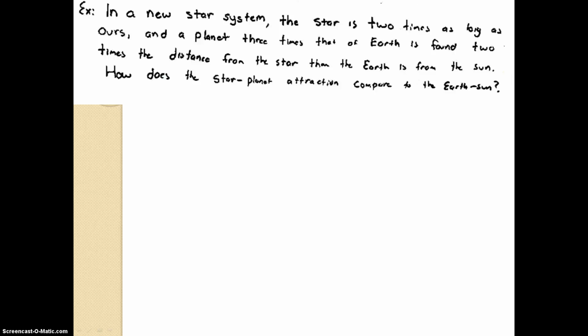And we're back. In a new star system, the star is 2 times as big as ours. Okay, so their star is twice as big as our star. A planet is 3 times that of Earth. So the planet is 3 times as big as ours, and it's found 2 times the distance away.